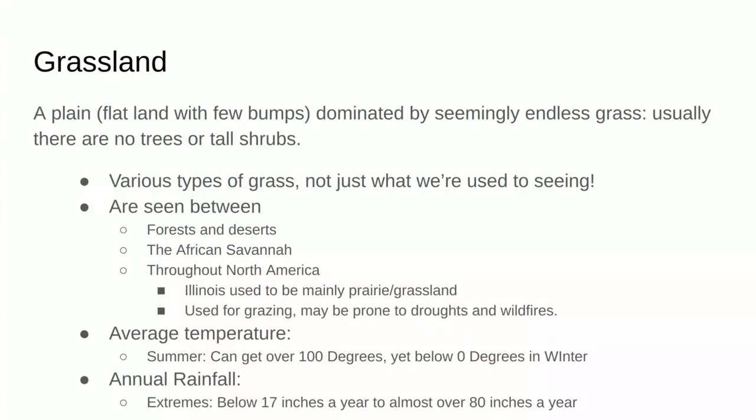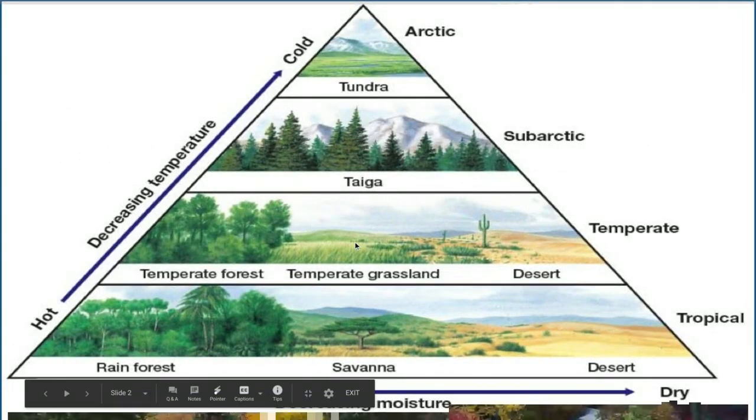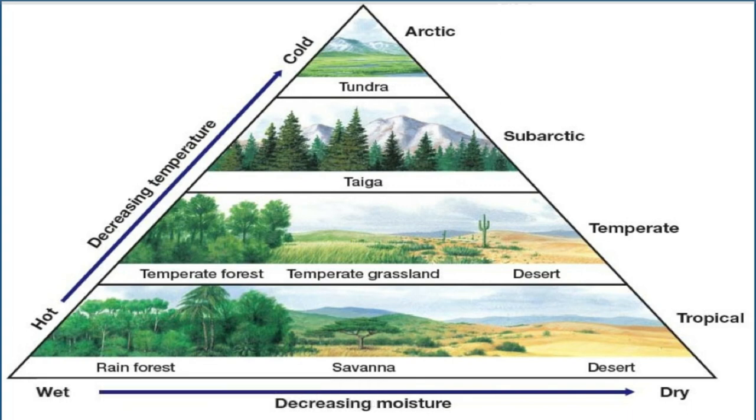Here's a grassland, which can be temperate. We saw it was temperate within our pyramid. A plain is a flat land with few bumps, dominated by seemingly endless grass. Usually there are no trees or tall shrubs. So there are various types of grasses, not just what we're used to seeing. As we saw in our savanna here, the grass was very yellowish, and here it's very green and tall. And notice in the savanna, it's also kind of short grass, whereas in the grassland, it's much taller. It could probably reach all the way up to 4 feet tall, probably higher.